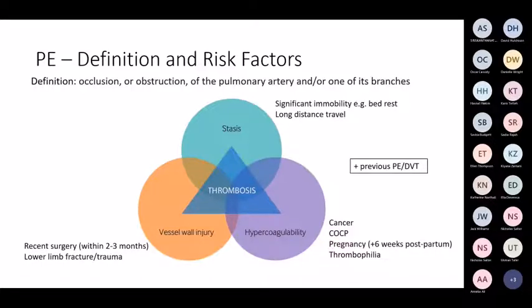And then hypercoagulable states, so if they have active cancer, if they're on the combined pill, if they're pregnant, or if they have any thrombophilias. And then another big factor to think about outside of these is if they've had a previous PE or DVT, then it suggests that they might be quite prone to them.